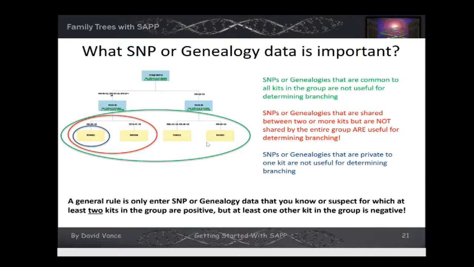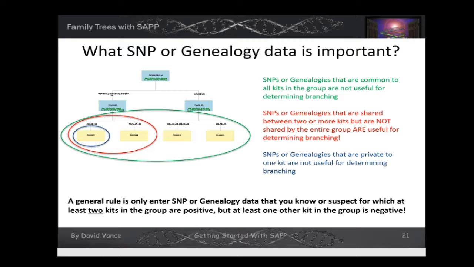It'll never be found positive in any other kit, so it's not useful to help constrain the tree between the kits and the common ancestor. Whereas the red, so a SNP that at least two kits are positive for, and that may be either tested positive or suspected positive. You can still enter SNPs that may have been found in just one person, but that you suspect may be common to some subgroup, and those will be used for branching if SAPP can determine where on the tree they're likely to have been formed. But those are the SNPs that are really the most useful.